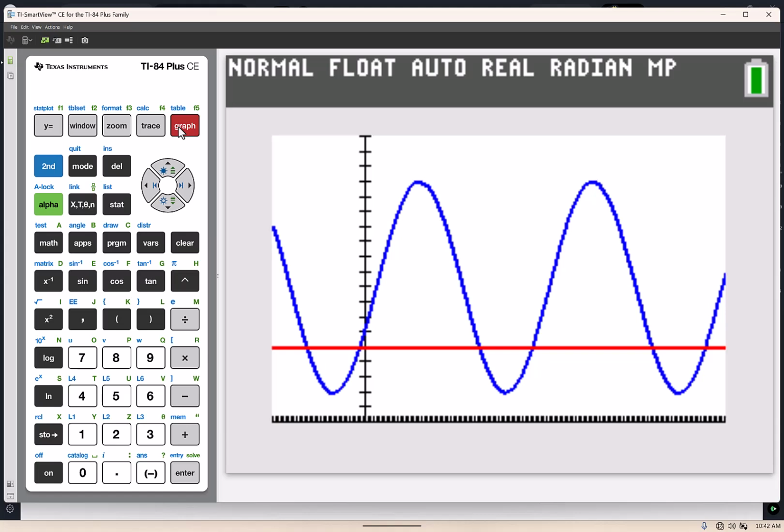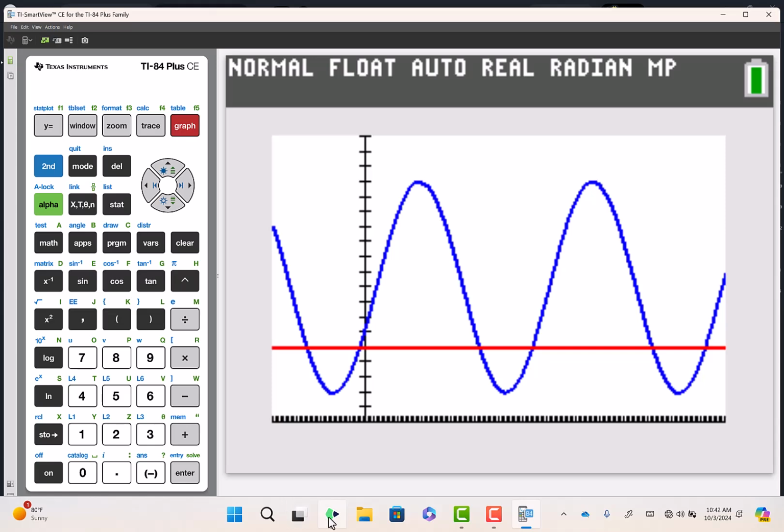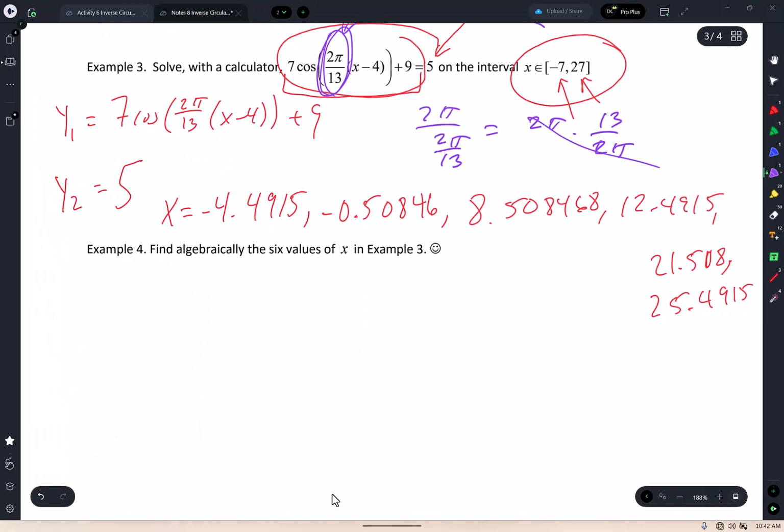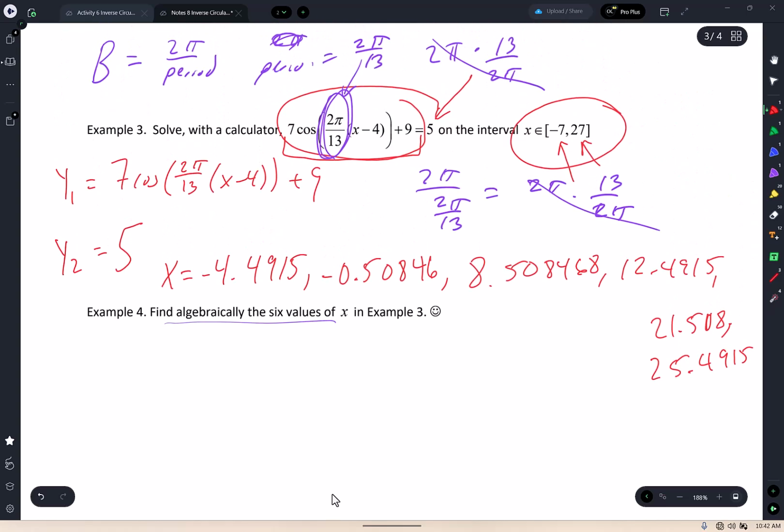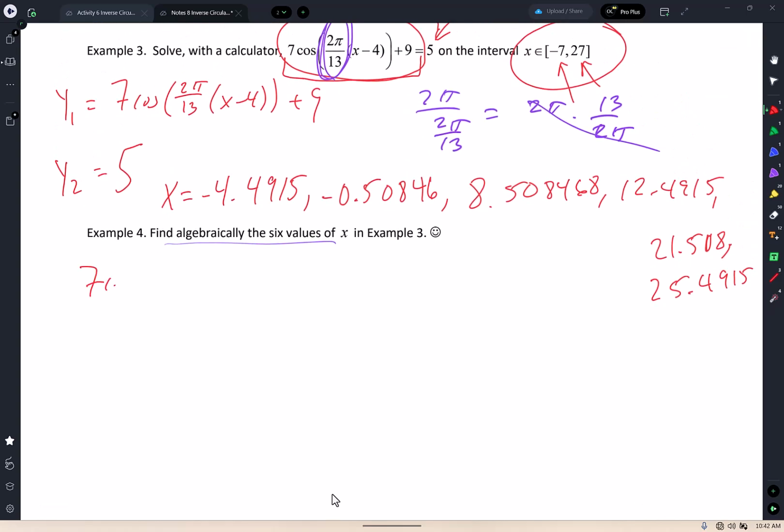Okay. All right. Ready for some algebra? Guys, don't worry. We'll be fine. Let's start off. Now we're doing it algebraically, guys. So here we go. Let's start off by writing the statement 7 cosine of 2 pi over 13 times the quantity x minus 4, plus 9 equals 5.